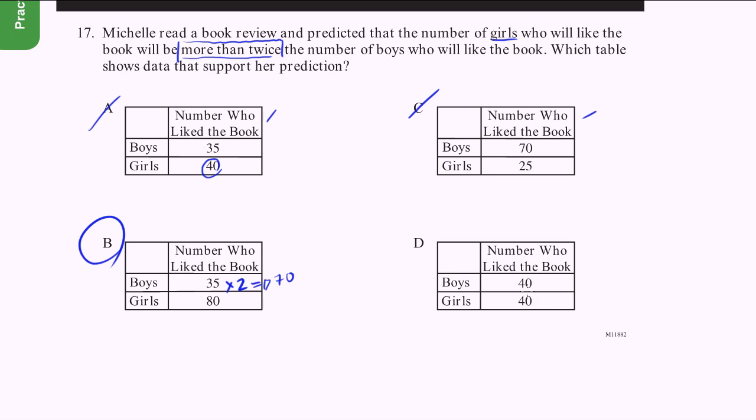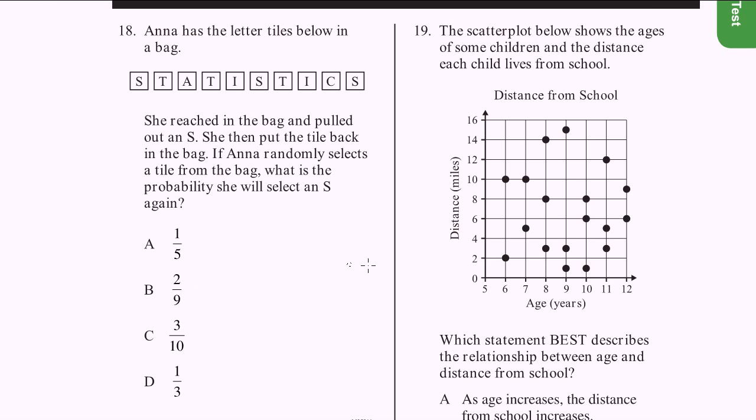And if you look here, the boys and girls are even. So the girls are definitely not more than twice the boys. So we know definitely that B is our answer. We'll go to the next page.